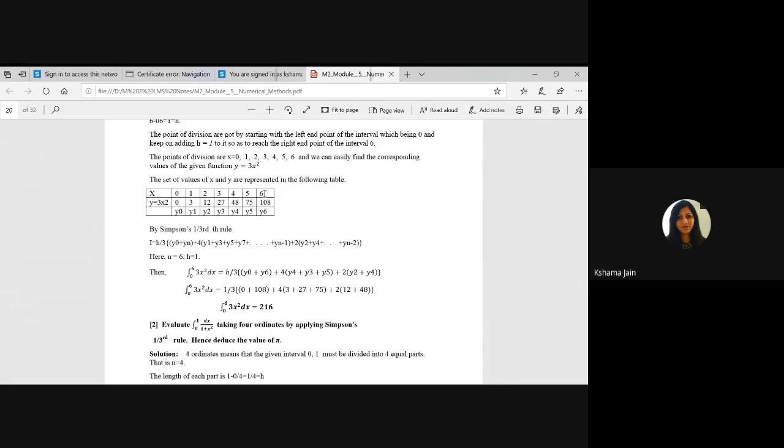Any other doubt? No, ma'am. This is 3x². Whoever has typed, they have not put the subscripts. Like this is y0 actually. This is y6.